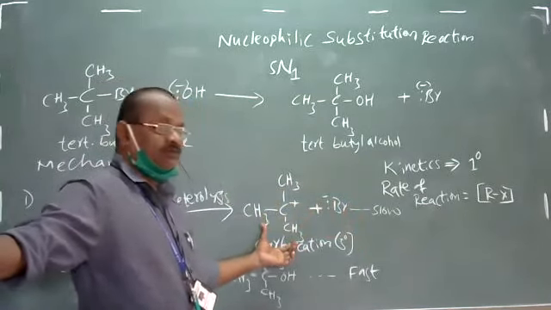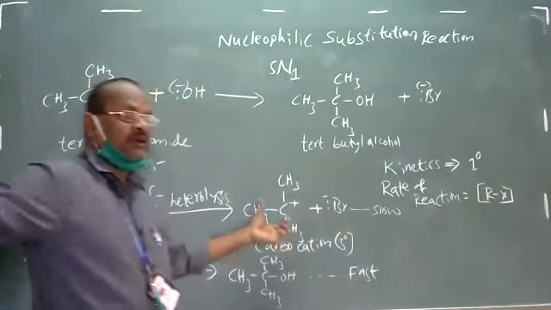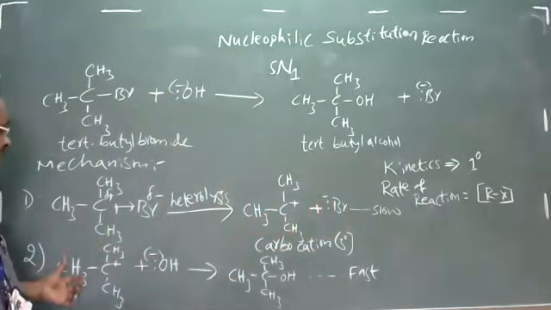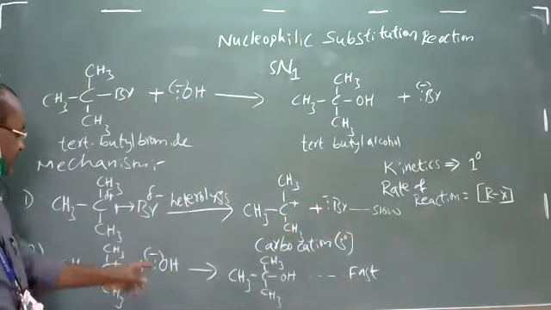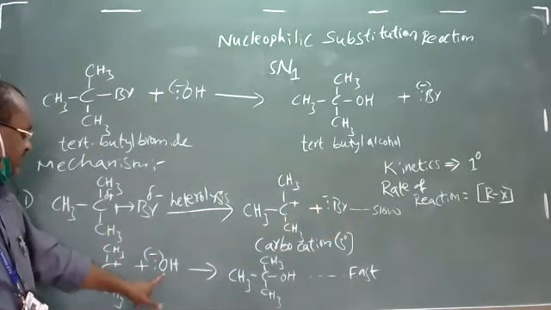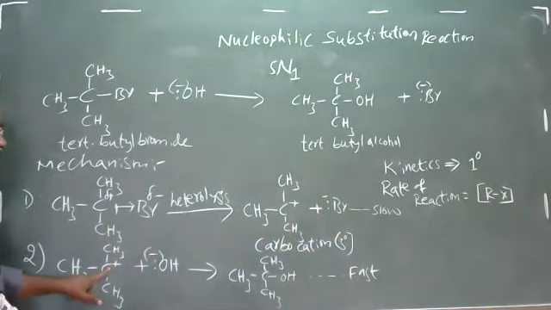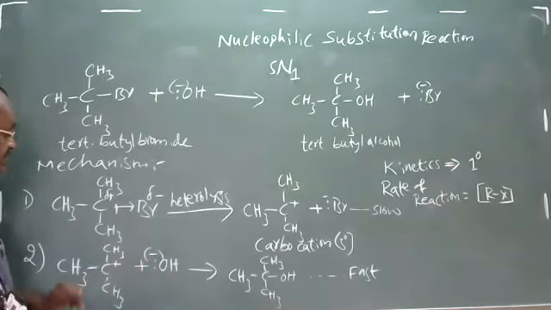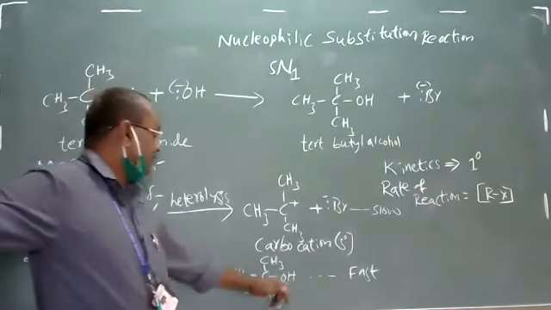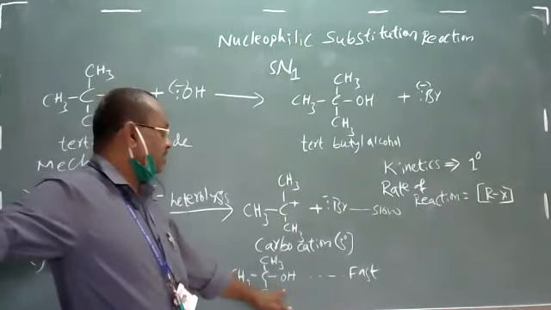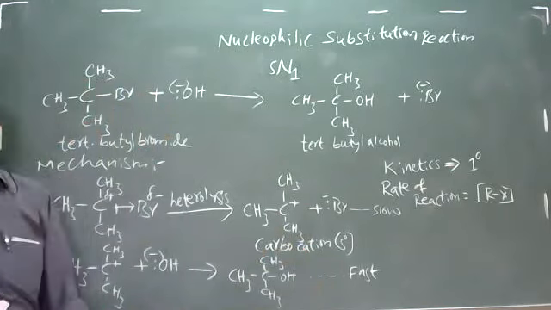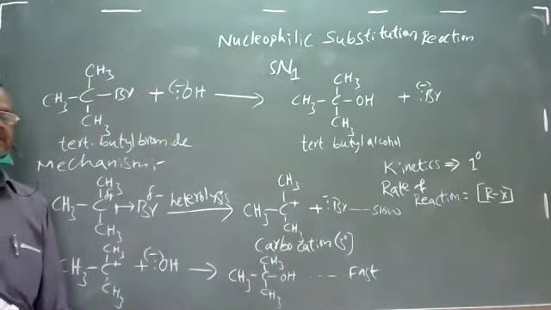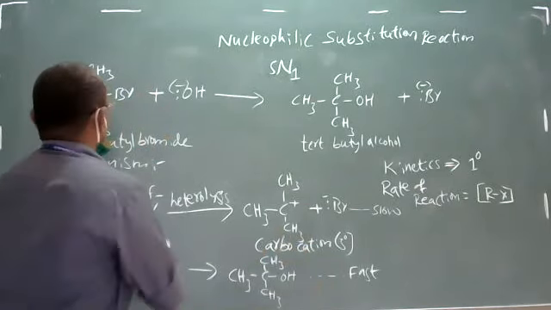Once this carbocation is formed, which is stable and highly reactive, it immediately combines with a nucleophile in the second step. In the second step, it is simple: the nucleophile is rich in electrons, having a negative charge on it, and the carbocation is deficient in electrons, having a positive charge on it. A simple acid-base reaction takes place. So it immediately combines with the nucleophile to form tertiary butyl alcohol, and it is a fast step.